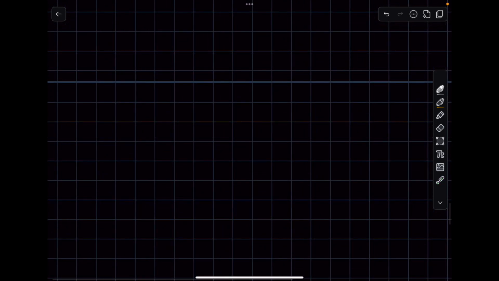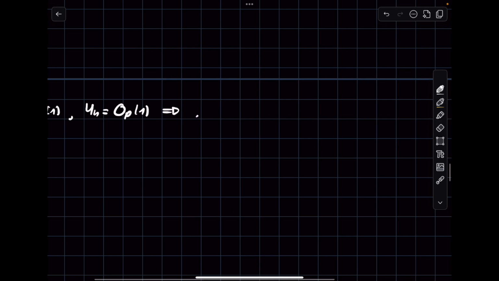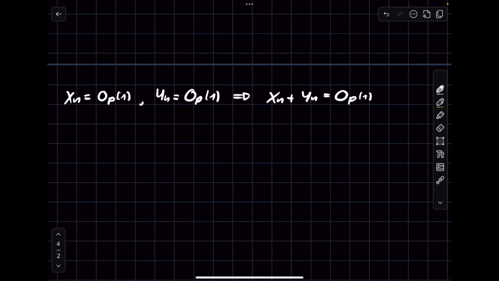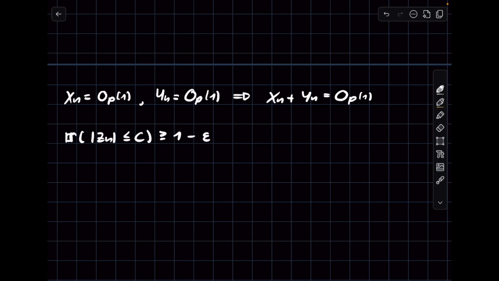The next exercise that we're going to be solving is this one. We're saying that x of n is big OP of 1, and that y of n is also big OP of 1, which would lead to x of n plus y of n equaling big OP of 1. Now we have to understand something. OP of 1 means, for any variable z of n, that z of n is bounded by a c, with probability 1 minus epsilon. That's basically what we want to prove.